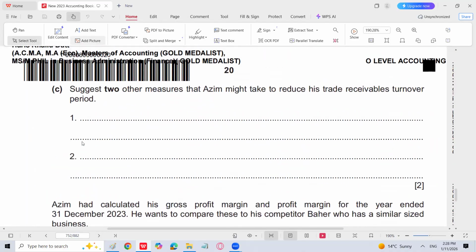Next is: state two other measures that A.S.M. might take to reduce his trade receivable turnover period. He should give a discount to the customers so that they pay the trade receivable early. He can charge interest on overdue accounts that are not paying, so that they make the payment early. And he can improve the relationship with the customers so that they can pay us quickly.